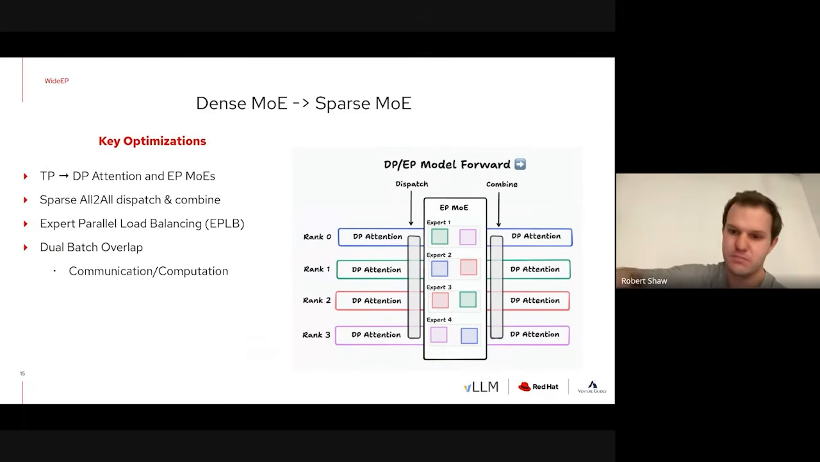Then the experts execute, and after the experts are done, we call this combine operation, which basically sends the token back from the expert back to its original DP rank. And this technique allows us to actually deploy the model over multiple nodes.